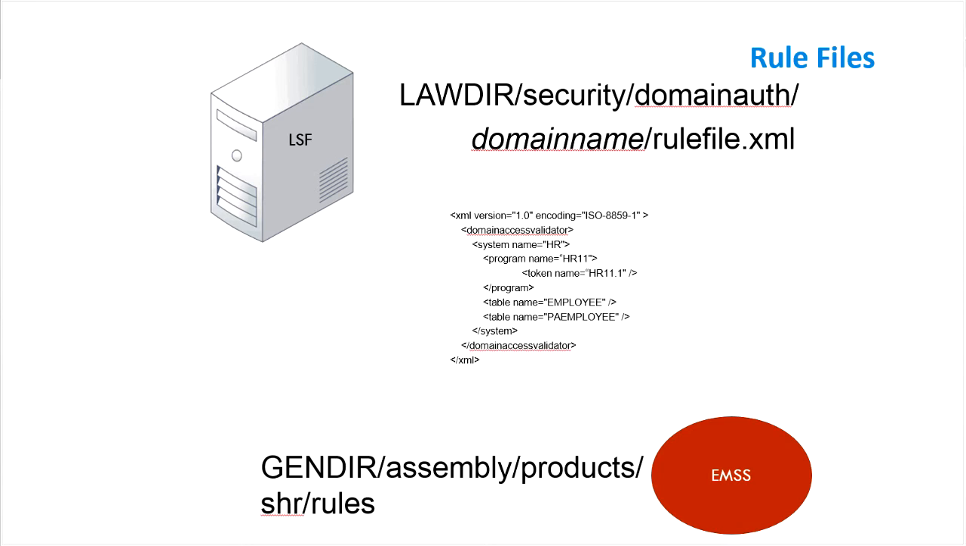There are, I think, three or four: one for ESS, one for MSS, and one for Gen. Those will give you full access to everything required for employee self-service and employee self-service only.